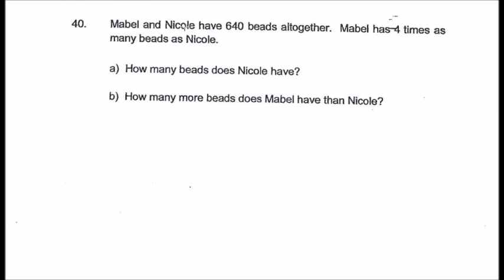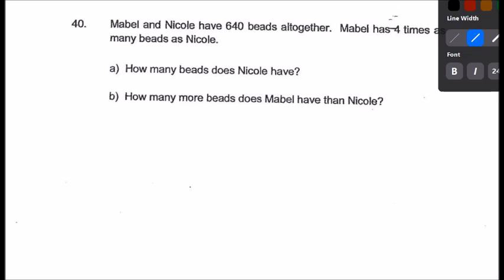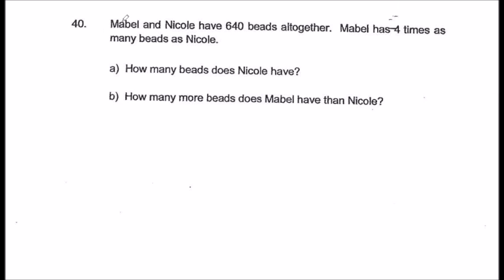Okay, Mabel and Nicole have 640 bits altogether. Mabel has 4 times as many bits as Nicole. Jane, this part I need you to take note. I have two persons, one is Mabel, the other one is Nicole. They have 640 altogether. Mabel has 4 times as many bits as Nicole. So what does it mean?